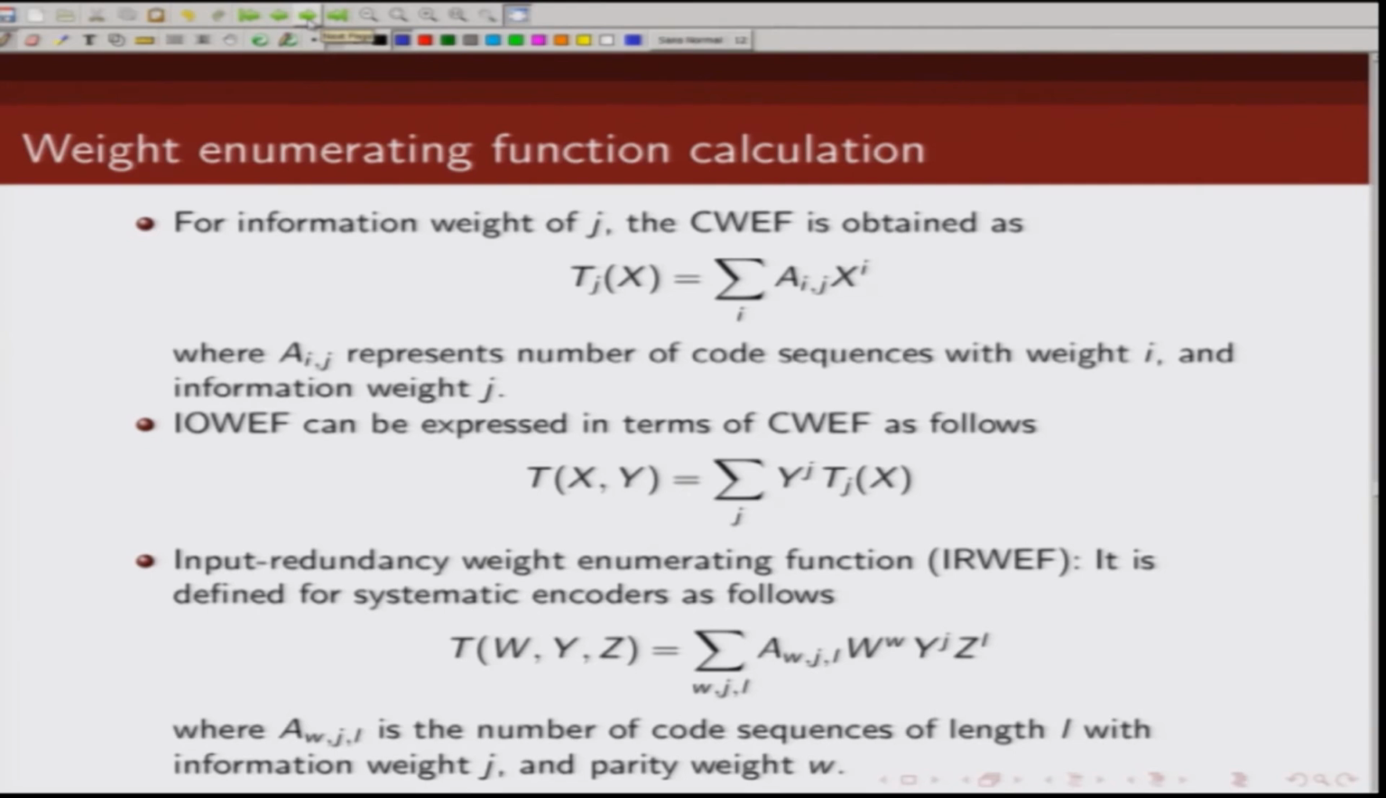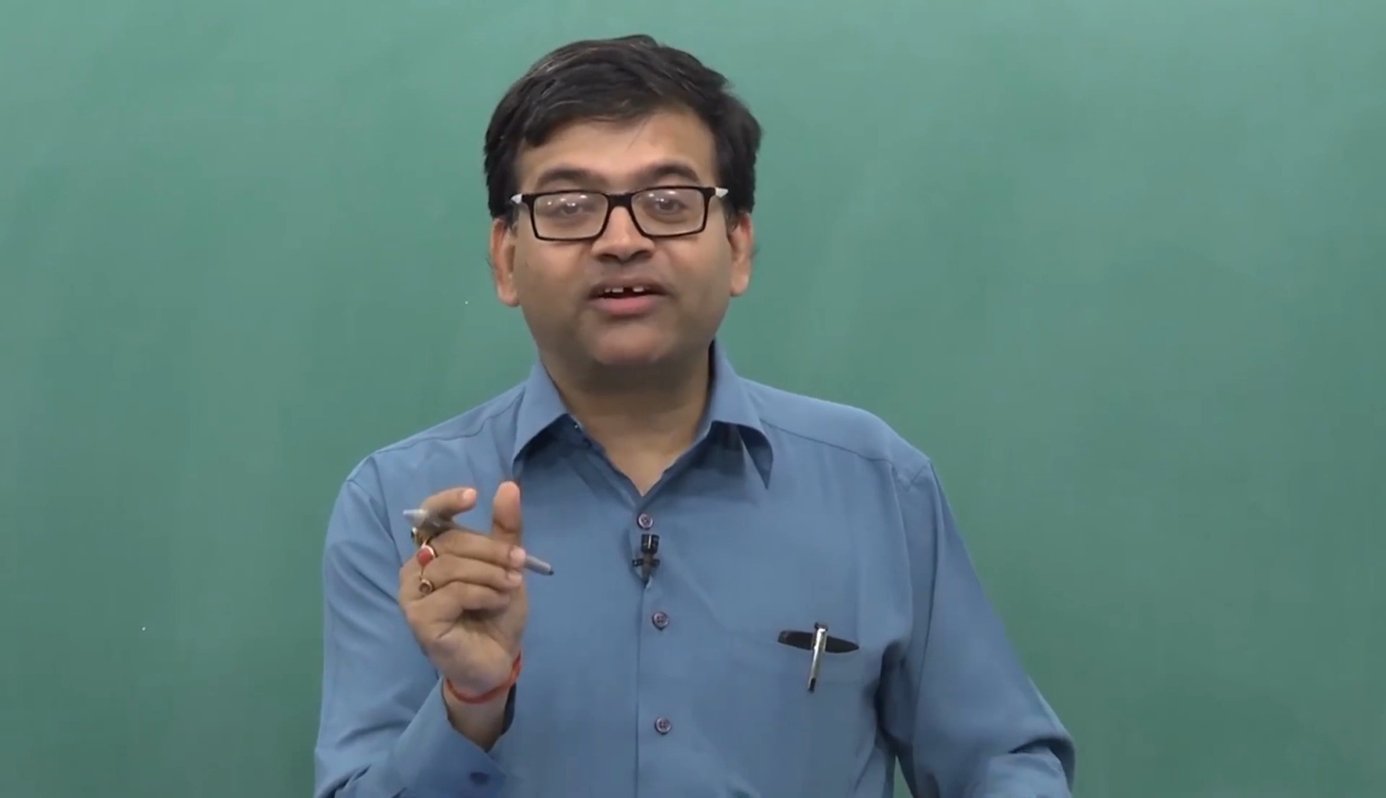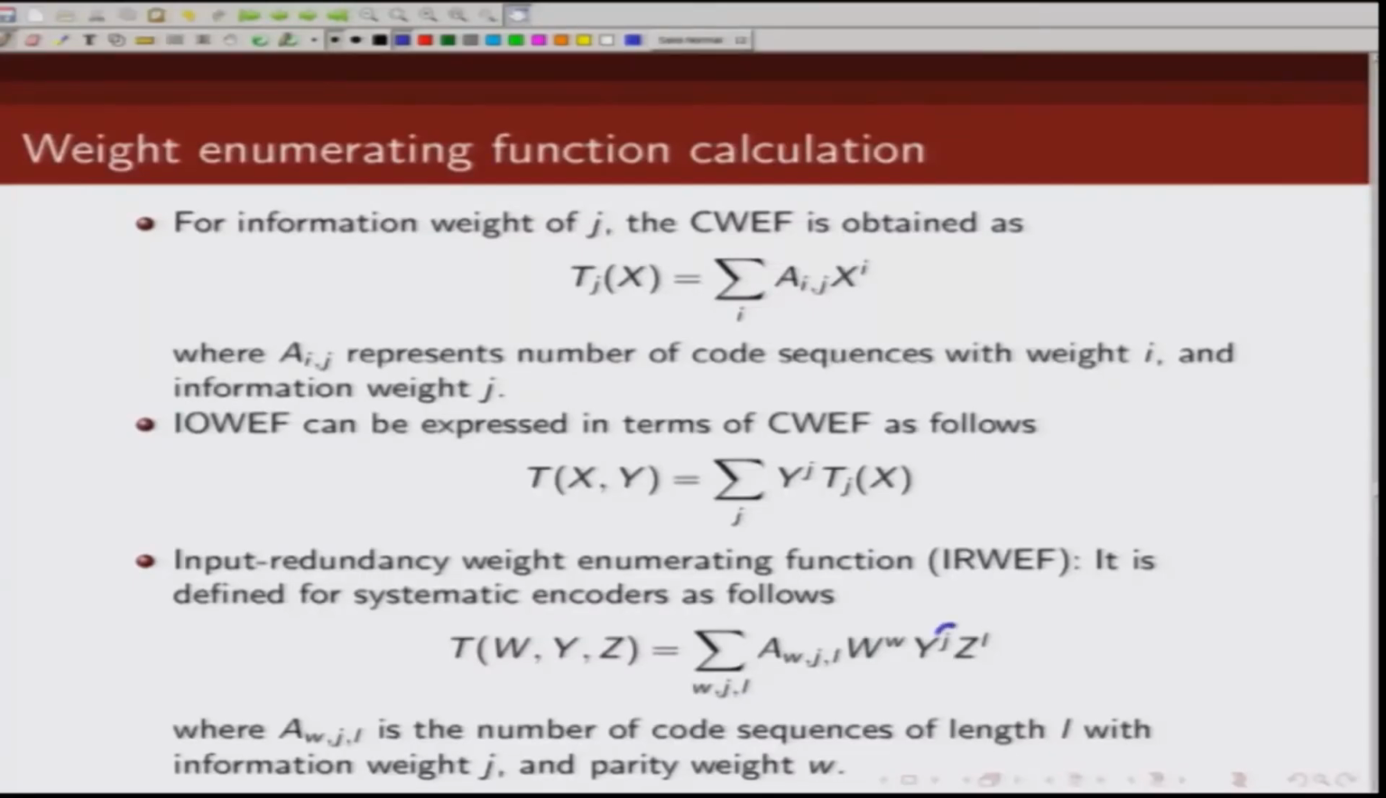This is another property which is defined for systematic encoders, which is called input redundancy weight enumerating function. So, here, because the output weight of a systematic encoder consists of the weight of the information bits and the weight of the parity bits, and since the power of y already denotes the weight of the information bits, when you are asked to show the output weight, you can just specify the weight of the parity bits, because it is a systematic encoder.